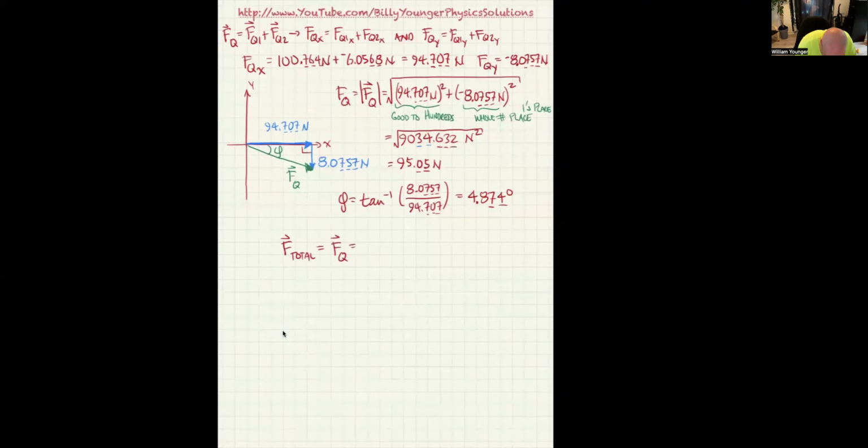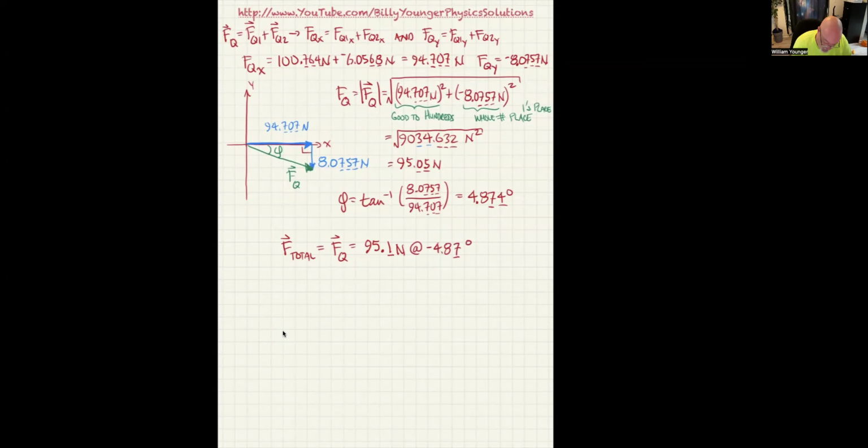So I can finally say the total answer is F total, which is also equal to FQ, is equal to 95.1 newtons. Notice I underlined the 1. I gave everybody an extra digit, but I let them know it was an extra digit and shouldn't be part of the answer by underlining it. And notice that it's measured clockwise downward from the positive x-axis. So clockwise means negative 4.87 degrees. Again, I gave one extra digit for sig figs.